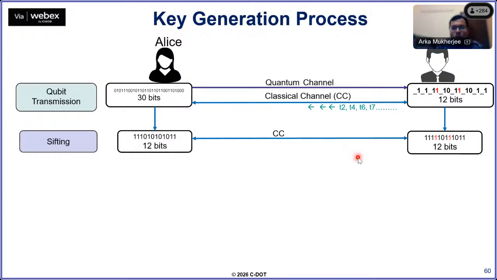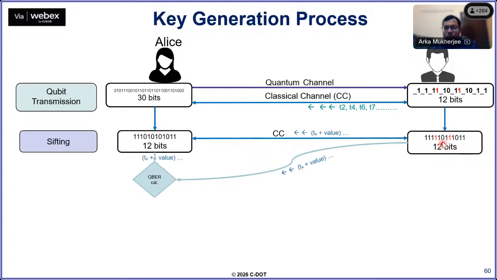Now the classical channel will come into the picture again, and this time Bob will choose a subset of these values. There are 12 bits with Bob, and Bob will choose a random subset, typically around 3%. So they will disclose 3% of bits with time slot and value. They will disclose the time values and the value of the bit, 0 or 1. So they will disclose both.